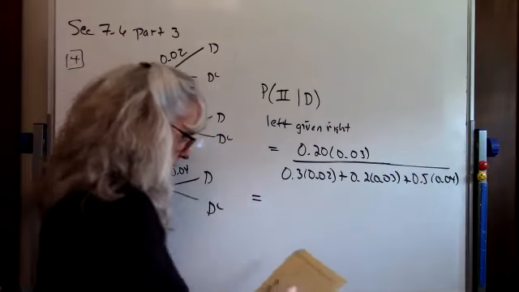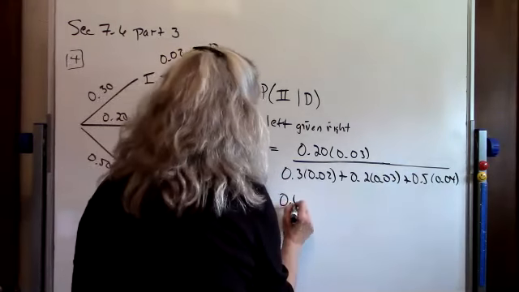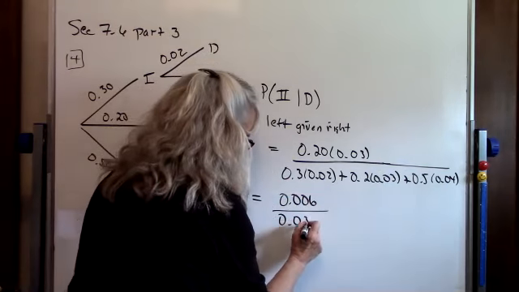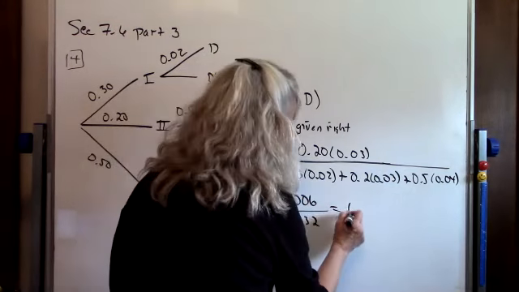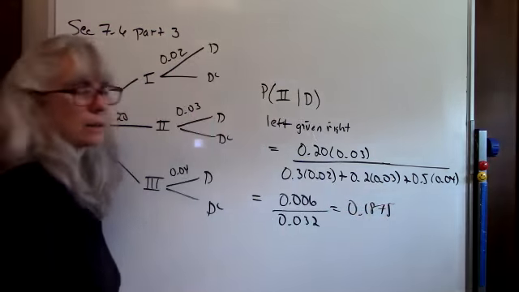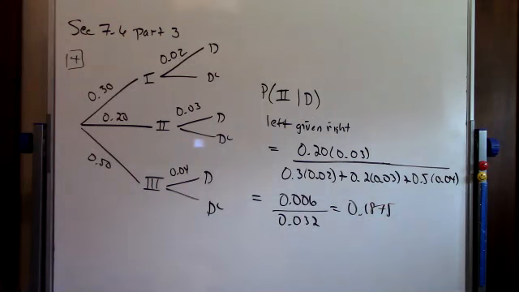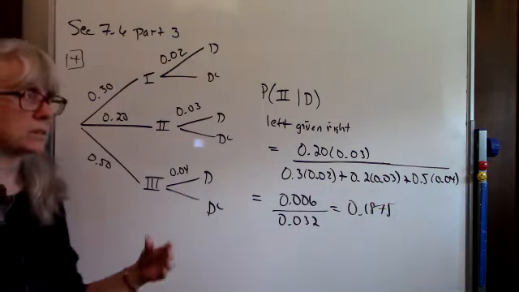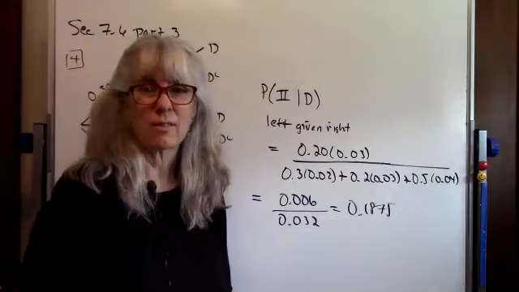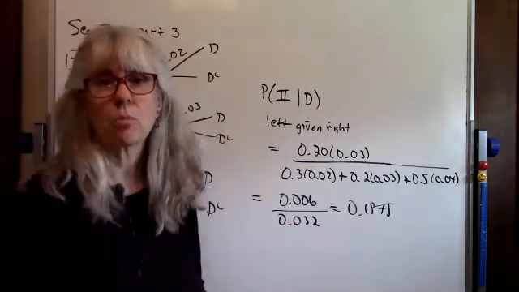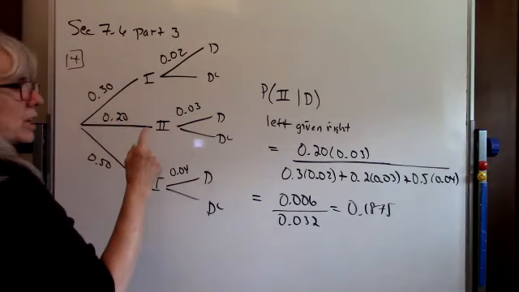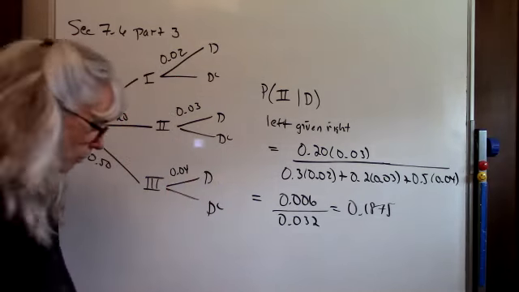Okay, and if you do that, I have that the numerator is 0.006, the denominator is 0.032, which ends up being 0.1875 as our final answer. So if we know that the item from the stockpile was defective, the probability that it came from factory 2 is 18.75%. So notice that's less than that percentage that comes from that factory.